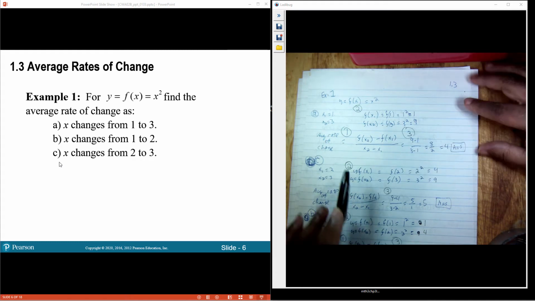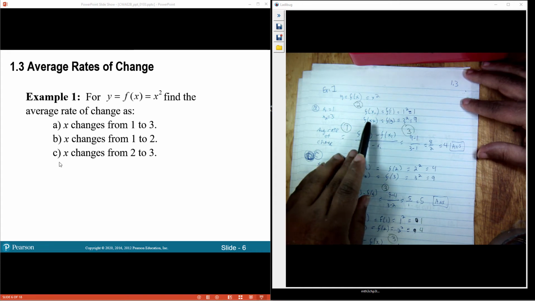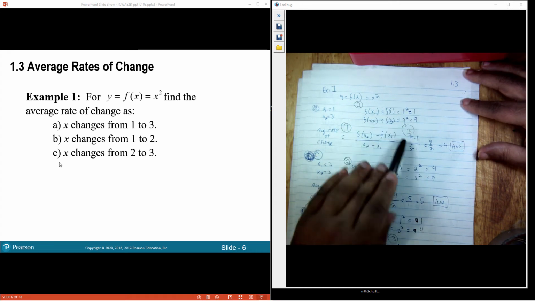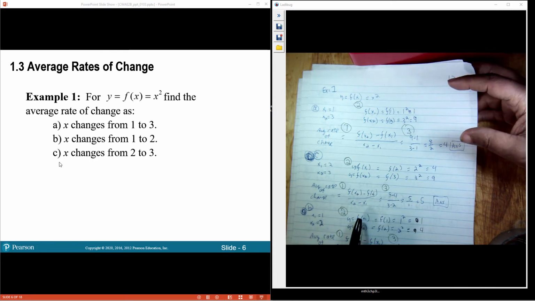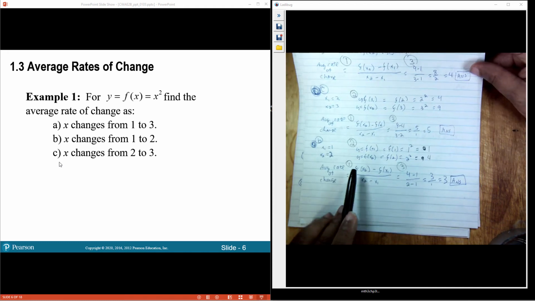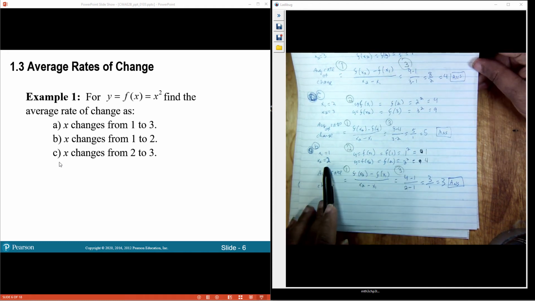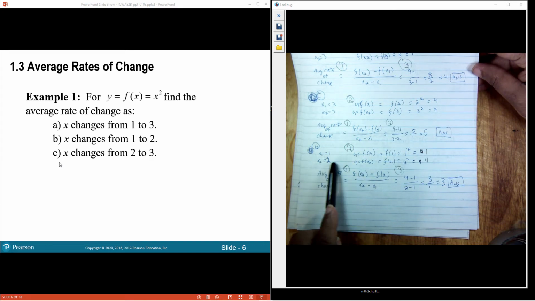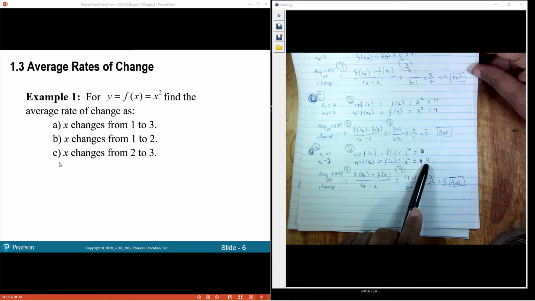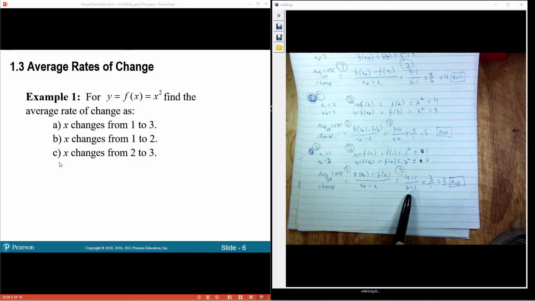So I wrote out my formula, assigned values to my variables, then plugged in, then simplified. Now for part B, 1 to 2. The first thing I did was write out my formula. The second thing I did was assign values to my variables. The third thing I did was plug in. Then I simplified it and that gave me the answer.